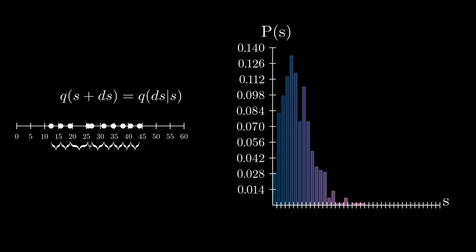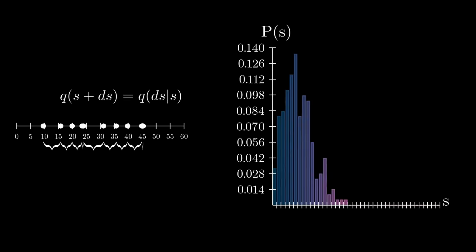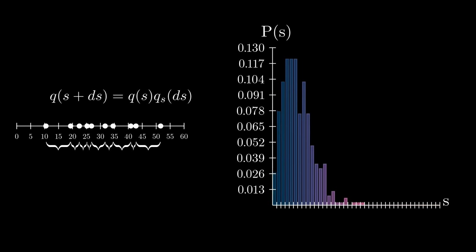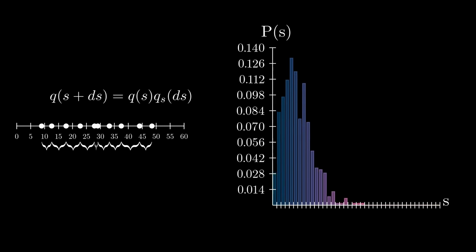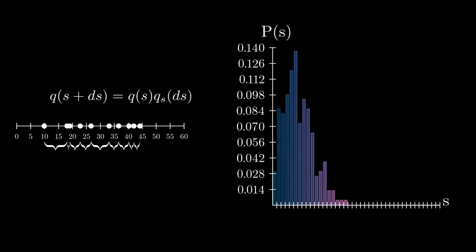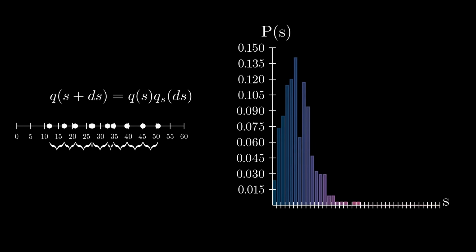Now what happens if the events or eigenvalues are correlated? We can still set up the equation as before. Q of s plus ds is equal to the conditional probability of ds given s. However, now the conditional probability doesn't exactly factorize anymore. And that's because Q of s is no longer translation invariant in s. Namely, if these eigenvalues are correlated, then whether there is a spacing or not will depend on how large the spacing already is. So to account for this, we add a functional dependence on s to Q of ds, which we denote by a subscript.